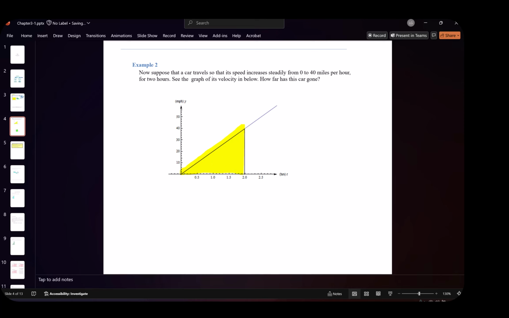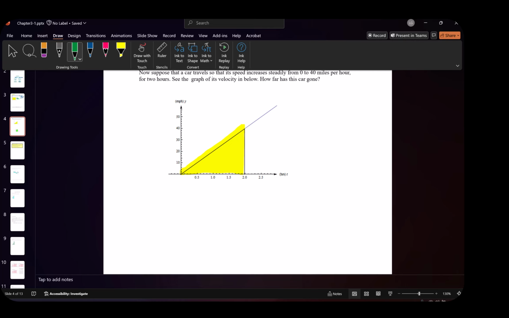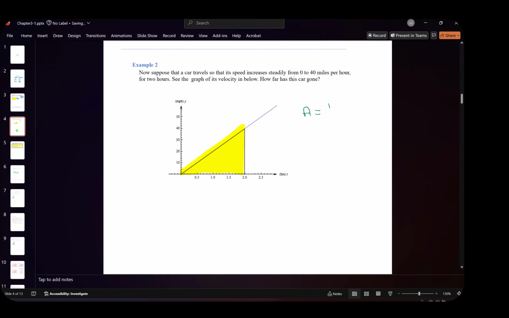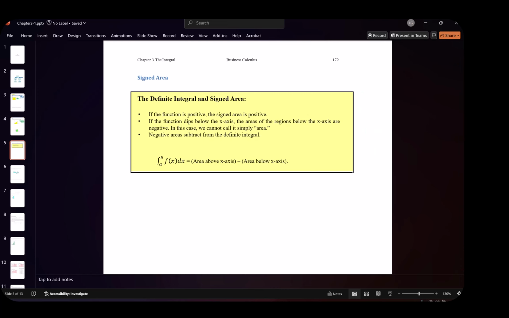And if I want to find that area, it would be area equals 1/2 base times height, which is equal to 1/2. My base is 2. My height is 40. This is 40 miles because the area from the curve to the x-axis will give me my distance.